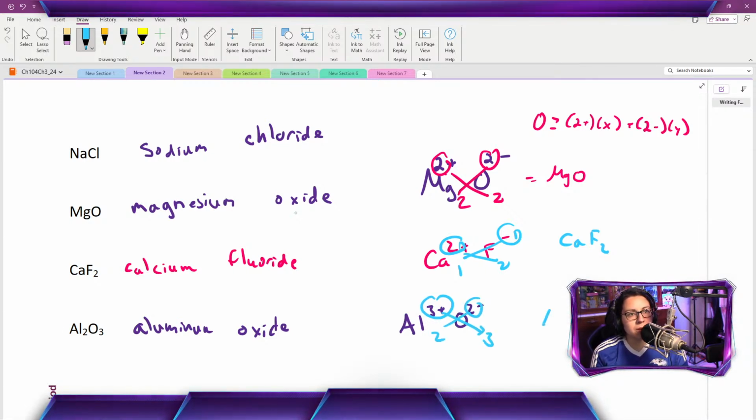And that gives us back our balanced formula, Al2O3. And so this swap trick only works for our neutral compounds. And you'd probably have to do a little bit of math if you had a charged compound, but we won't see those for a minute here.